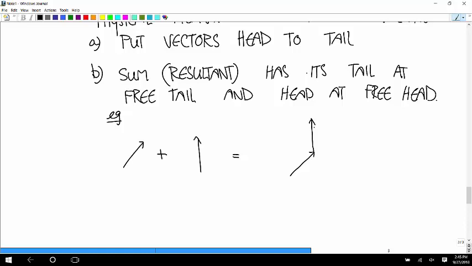Tail to head. So put the vectors head to tail. All I've done so far is put the vectors head to tail. I haven't done the second part yet. And then the resultant vector goes from the free tail to the free head. Like this tail and this head are touching, so they're not free. But this is the free tail, this is the free head. So the resultant vector goes from here to here. If you call this U1 and this U2, then this one is the sum, U1 plus U2.